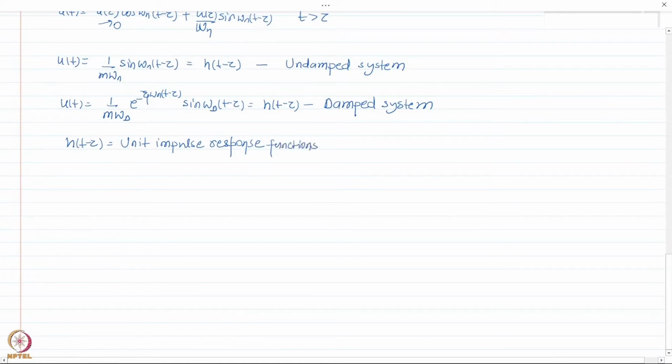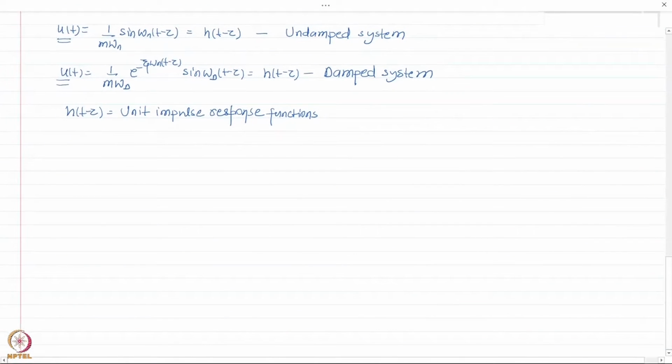All right, so we have obtained basically the response due to unit impulse, and remember this is a response at any time t due to impulse at time t equal to tau. Let me write that again: response at time t due to unit impulse at time t equal to tau.